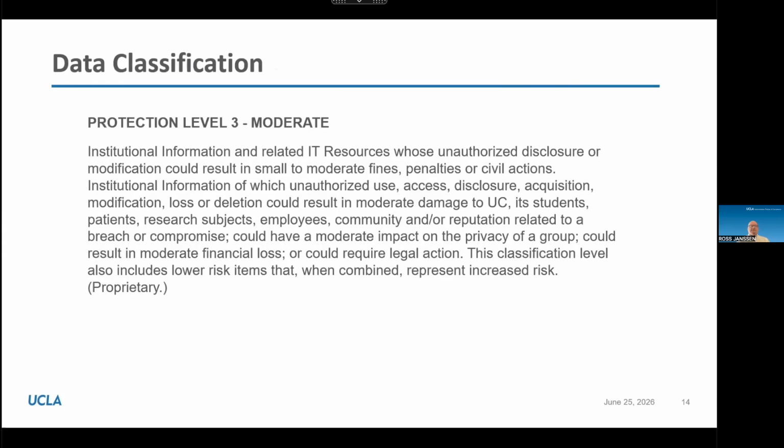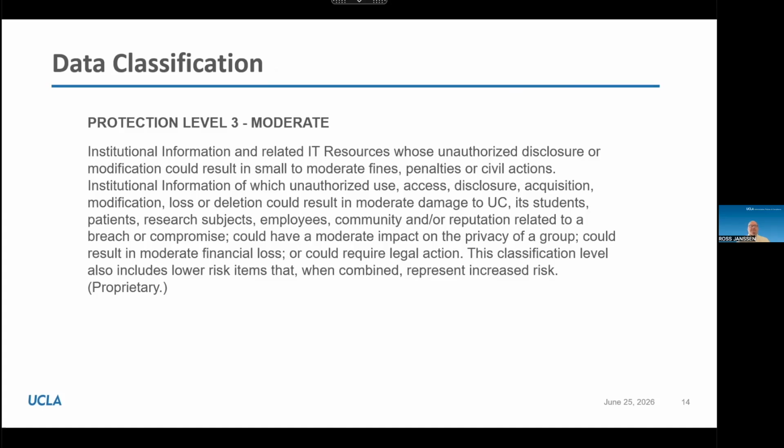And then the third level is moderate risk, and it's institutional information whose unauthorized disclosure or modification could result in small to moderate fines, penalties, or civil actions. Institutional information of which unauthorized use, access, disclosure, acquisition, modification, or loss could result in moderate damage to UC, its students, patients, research subjects, employees, community, and/or reputation. This classification level also includes lower risk items that, when combined, represent increased risk.